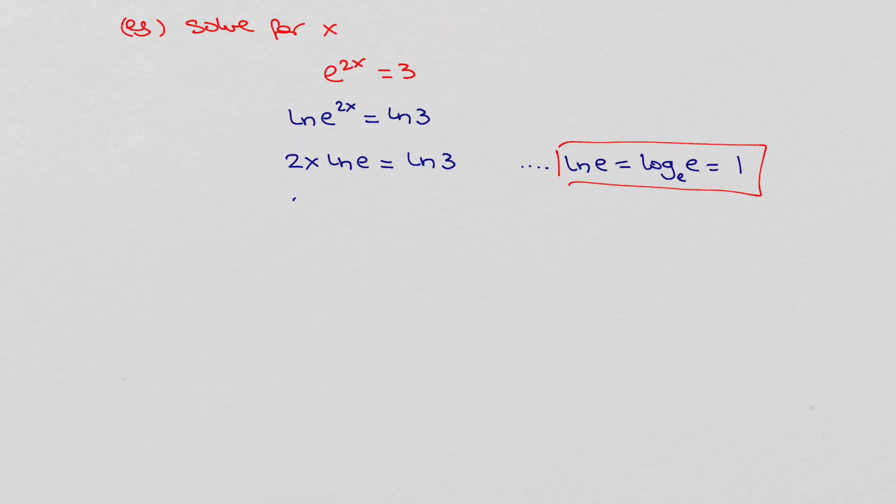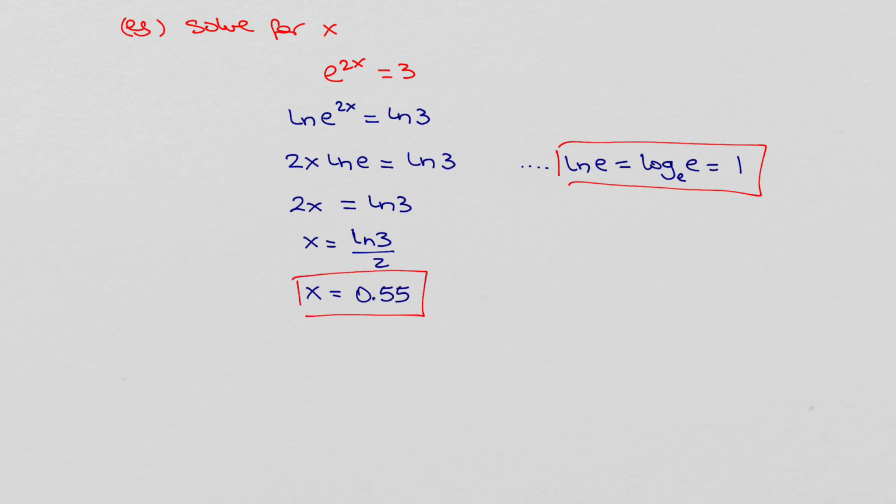So that leaves us then with 2x times 1 equals natural log of 3, and therefore x equals natural log of 3 divided by 2. So again, using our calculators, and we get our answer correct to 2 decimal places, we get x equals 0.55.